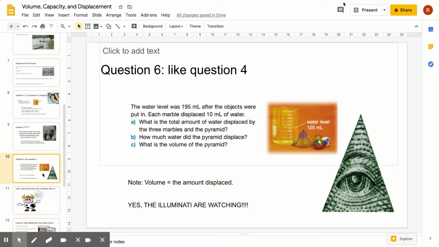Why is there a pyramid there with an eye? The Illuminati may be watching you. And don't ask me who the Illuminati is, okay?